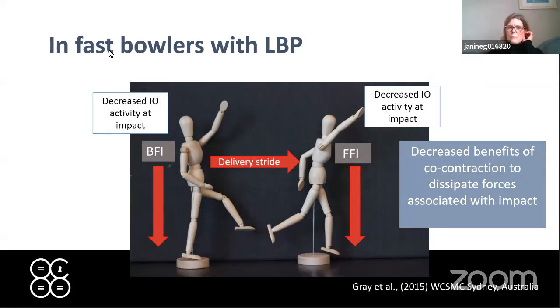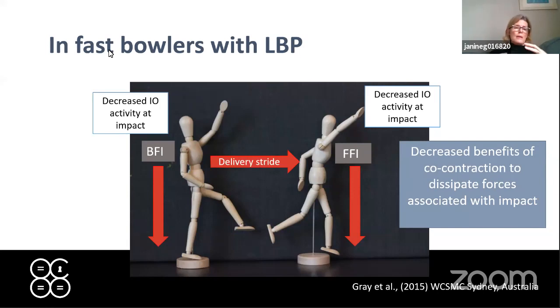So I presented this paper at the World Cup conference in 2015. We did an EMG study during the bowling delivery, and we found in individuals that had back pain that there was decreased internal oblique activity at impact.